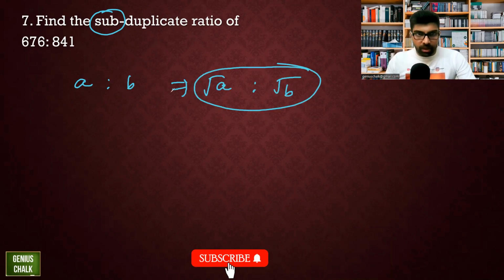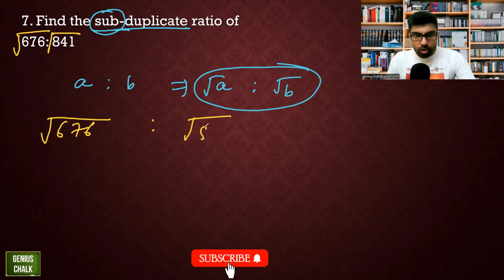Sub means under something, right? Sub-inspector comes under inspector. So sub-duplicate will be under, and in mathematics, under means under root. So this is my answer. In this also, just do the square root of this. So what is the square root of 676 and what is the square root of 841? That would be my answer.